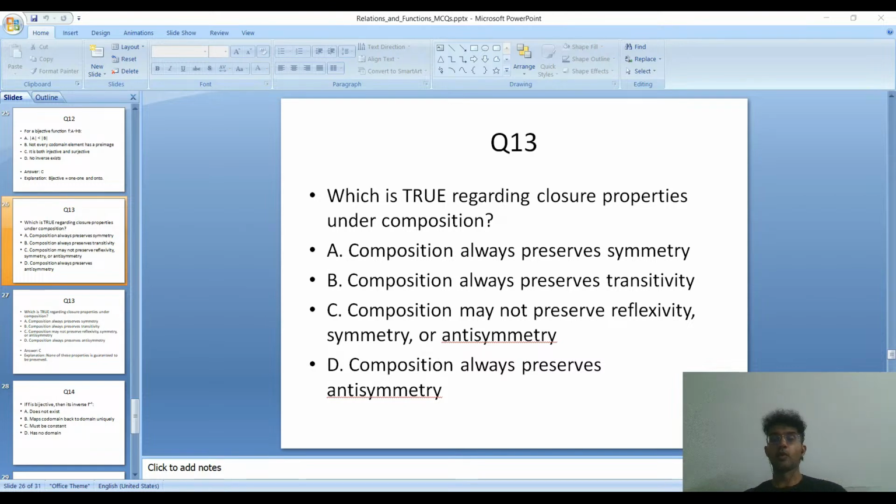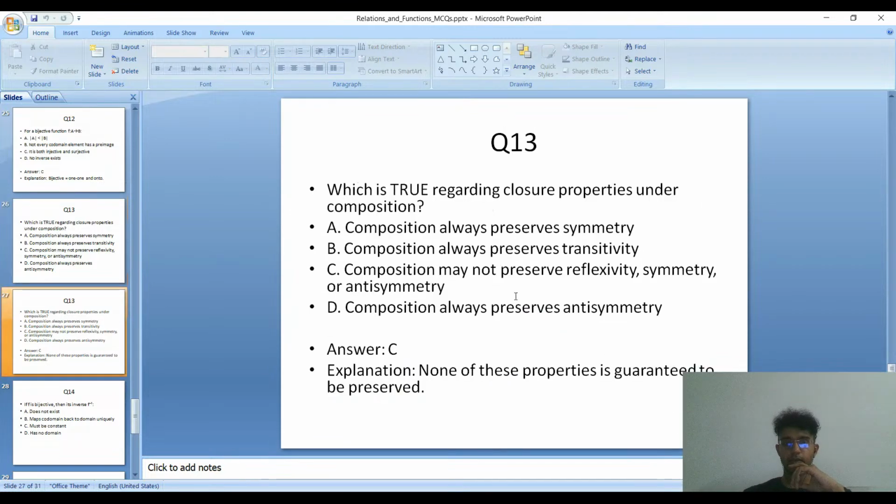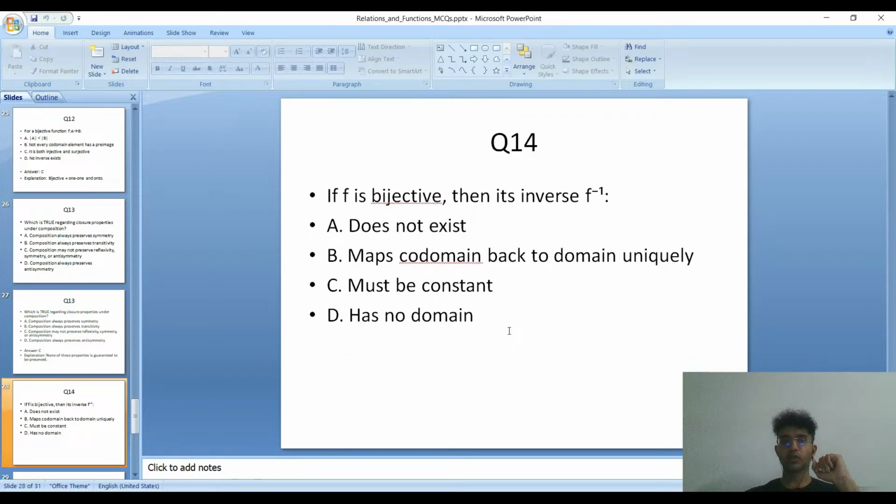So this is about a composite relation, right? The one that we just saw in an earlier question. Yes, which is the right answer? Correct answer is that it neither preserves anything, right? None of these properties are guaranteed to be preserved, okay? In composites, just keep this in mind, right? Next question.